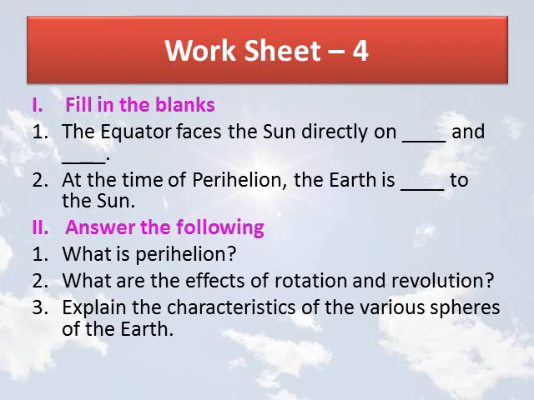Time for worksheet. Worksheet number 4. Roman number 1, fill in the blanks. Question number 1. The equator faces the sun directly on dash and dash. Question number 2. At the time of perihelion, the earth is dash to the sun.